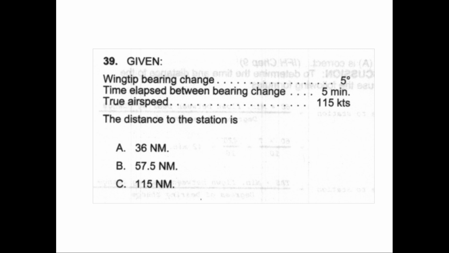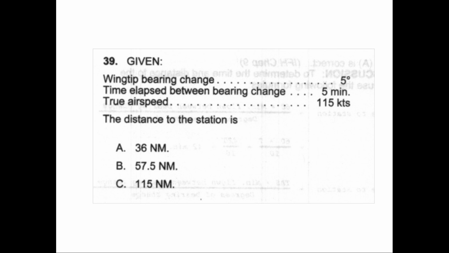It then asks you to find what your distance to the station actually is. But there's one glaring piece of information that's missing here. You know that your bearing change was 5 degrees, but you don't know which 5 degrees it was. You don't know where you started with respect to the station.